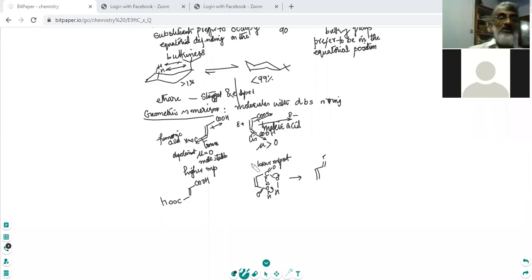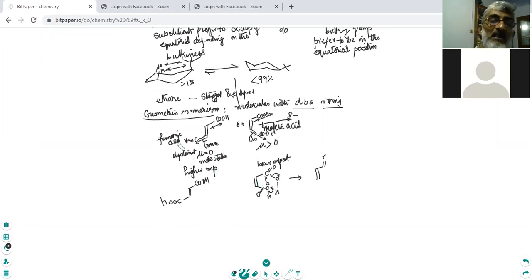Yeah. So geometric isomerism is shown by two types of compounds: compounds with double bonds and compounds with rings. This is an example of geometric isomers with double bonds. This compound will show geometric isomerism, and they have a difference in properties.